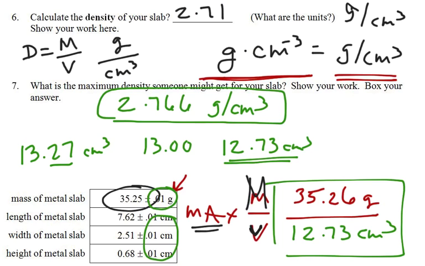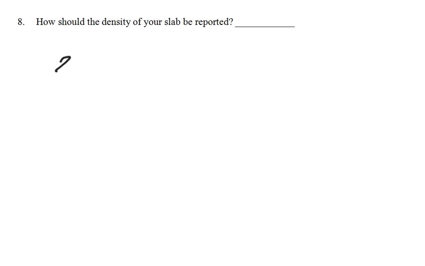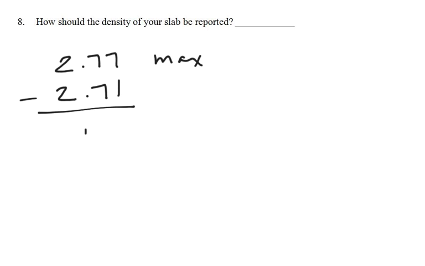Same thing we did before. We'll take our maximum density and we'll take our normal density. So 2.766, let's round that, let's make that 2.77 and 2.71. 2.77, that's our maximum density. And our normal density, just using the numbers as is, we get 2.71, and we can see the difference here is 0.06 grams per cubic centimeter.